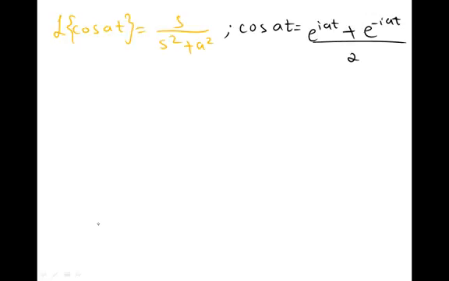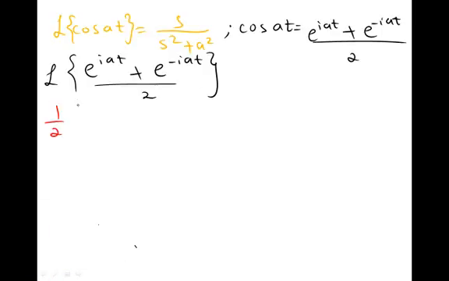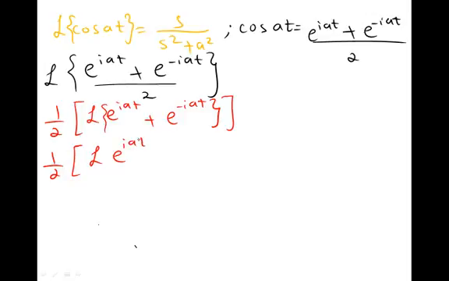Alright, now I will start to prove. Instead of this Laplace cosine at, I'm going to plug in this value. So you're working for the Laplace of e to the power of iat plus e to the power of minus iat over 2. I think that by now you are already familiar with the steps I'm doing. I'm going to take the 2 out as a common factor, and I'll be left with Laplace of this. Okay, so once you reach this step, you're going to distribute this Laplace for both.